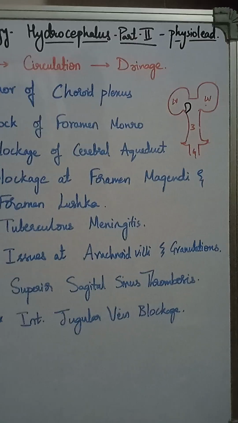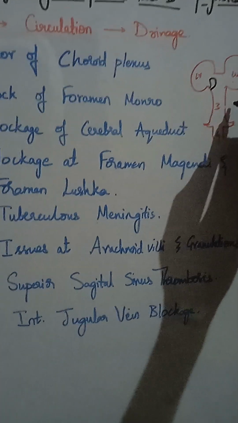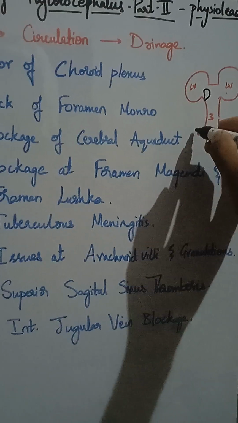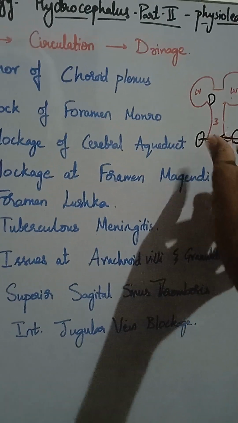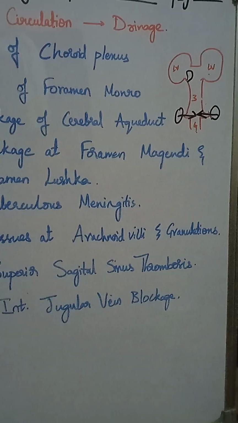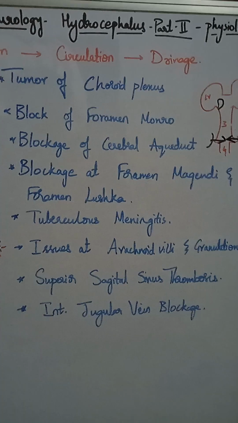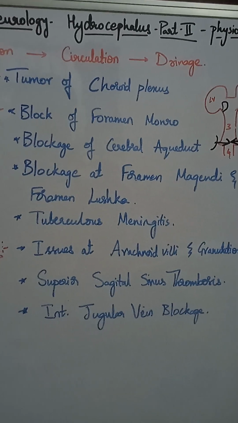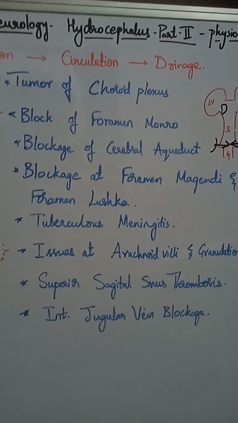So in case we are having any tumor outside here, it also causes the blockage. So a tumor also causes the blockage of the cerebral aqueduct. The third cause for the circulation problem is blockage of the foramen magendi or foramen luschka.